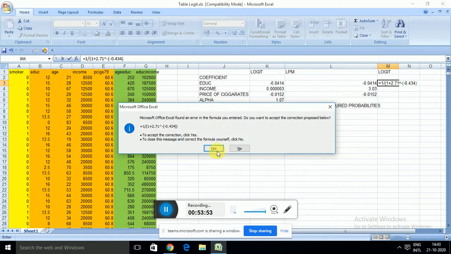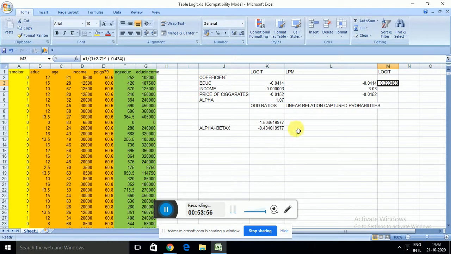So basically it's saying that for this particular guy who has attained 15 years of education, who is 28 years old, and whose income is 12500, the probability of him being a smoker is 40%. Likewise, if I go here, as you can understand, the probability will change. If I go here, the probability is going to change.